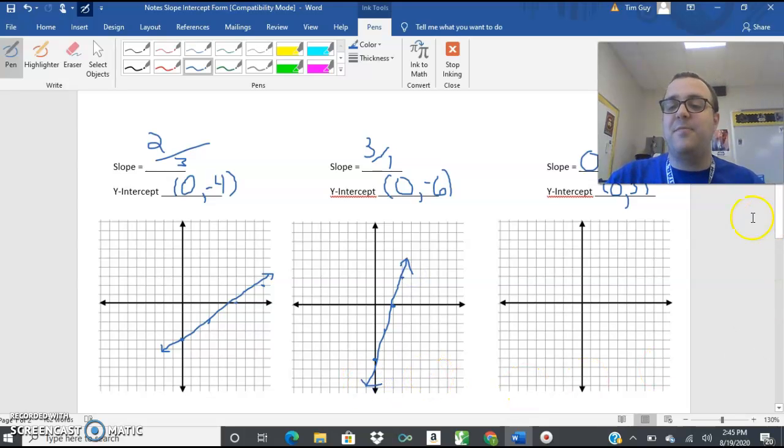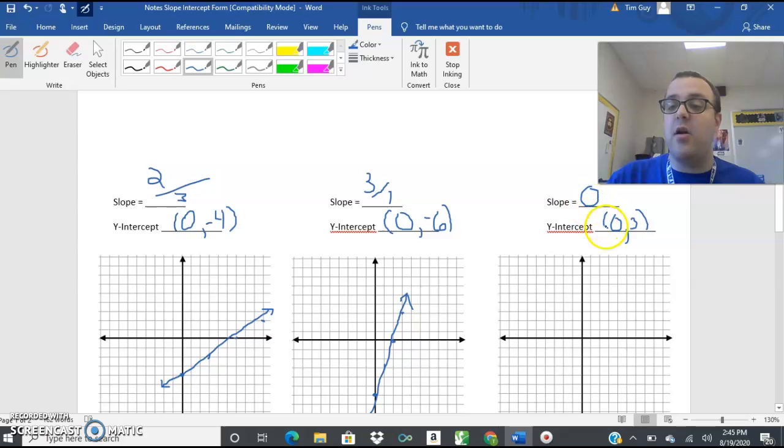All right. Last but not least, over here, we have a slope of 0 and a y-intercept of 0, 3. We're going to start by plotting that y-intercept right here at 3. And then a slope of 0, well, what's the rise and what's the run? If we have a slope of 0, it's telling us that the rise is 0. It doesn't go up and down as we go to the right. So if I go right, I can go over any amount. Let's say go over 2. It's not going to go up and down at all.